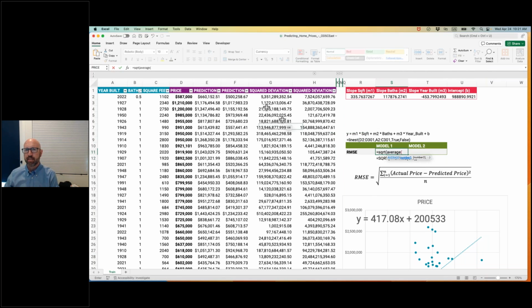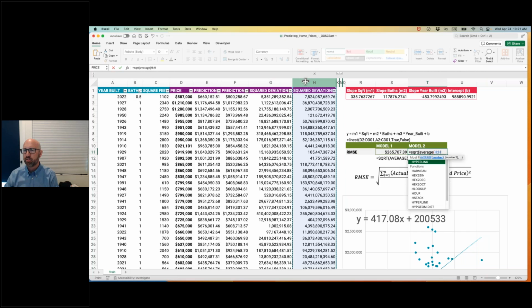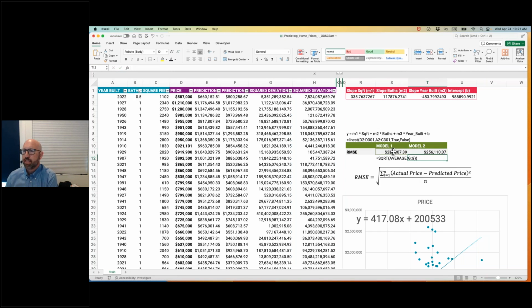So I can use this expression that I have here, where I type in equal square root average, and then I'm going to select the column G for my first model. So I need two parentheses to close. And I'm going to do the same thing with my next model, equal square root of the average, parentheses, and I'm going to type in the column H, close the parentheses, and that's it. So here what we can see, we have calculated the root mean squared error of both models, where one has an error of 265,000, the other is 256,000. So model 2 is my best model.